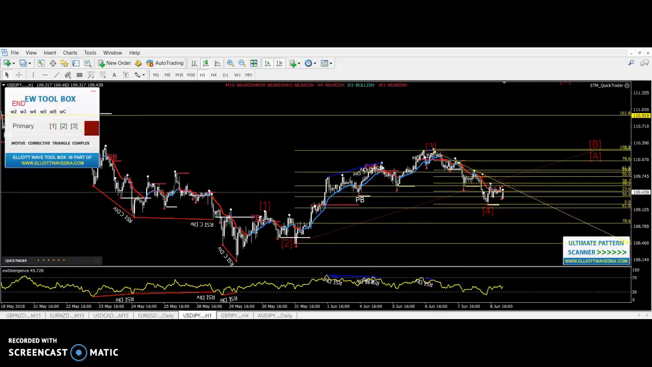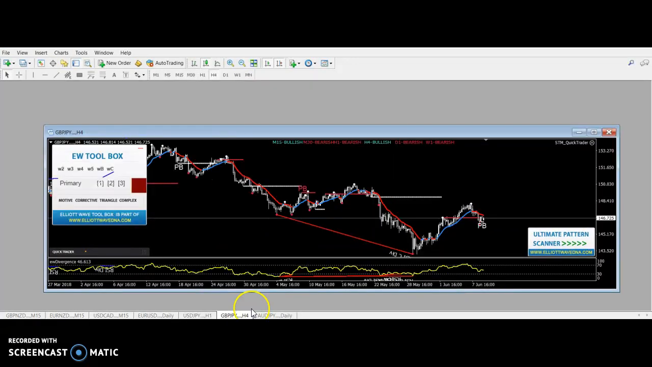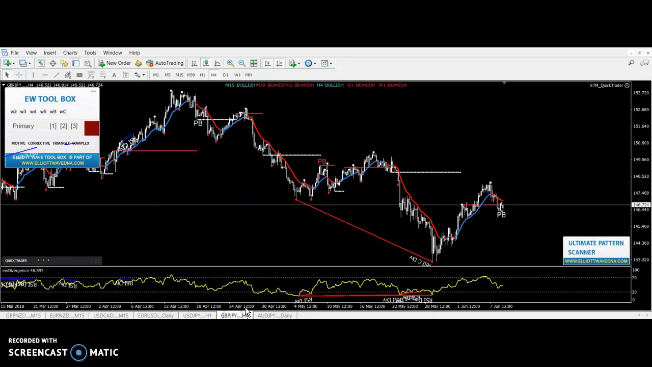So that's what I'm seeing for USD Japanese yen right now. Heading over to Great Britain pound Japanese yen, let's take a look at this. This one's a bit more complicated. It's not the most clear of setups I've seen. This is the 4 hour.